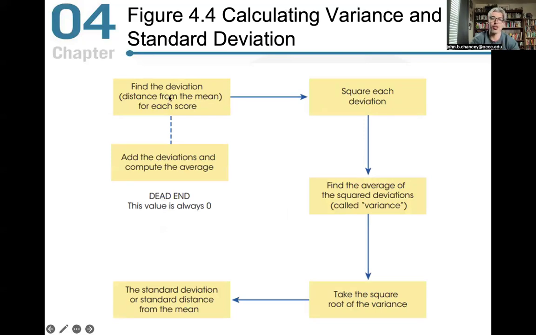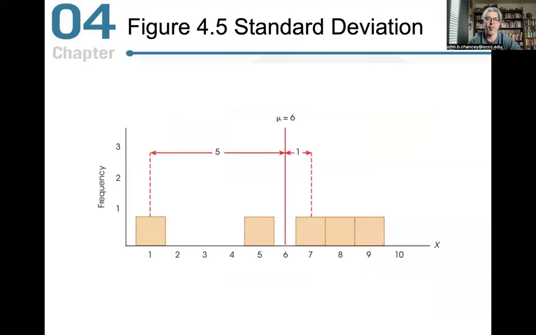So we find our deviation, which is simply calculating for each individual score the distance from the mean. So you have your score set, you calculate the mean, and then you start subtracting it from each individual score. You can add those deviations up and compute the average. However, it's going to end in zero, and that ends us there. And when we get to zero, that's saying there is no variation, but clearly there is. So what we do instead is we square each deviation. We find the average, again, find our variance. We take the square root of variance, and now we have our standard deviation, our average distance from the mean.